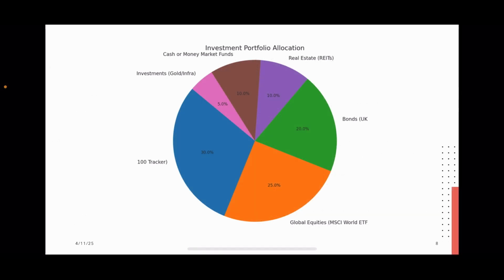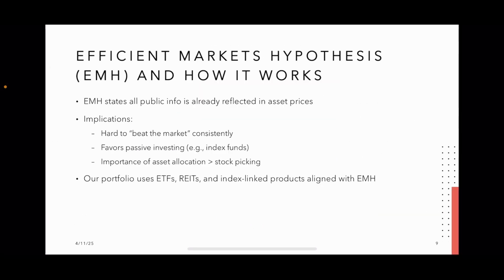Here is a basic visual representation of the portfolio. The efficient market hypothesis states that all public info is already reflected in asset prices. Implications of this include that it's hard to beat the market consistently, it favours passive investing such as index funds, and it highlights the importance of asset allocation over stock picking.